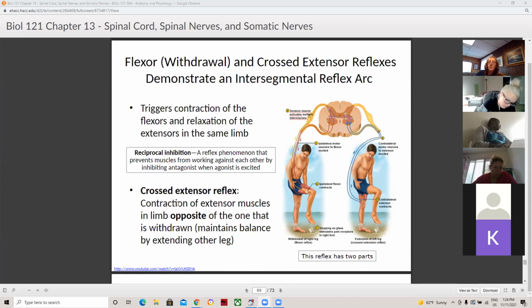That's the withdrawal reflex. The cross extensor reflex occurs so that when you pull up your foot, you don't fall over. Because what happens is you relax your extensor muscles while contracting your extensor muscles on your other leg to keep you upright, by stabilizing you.